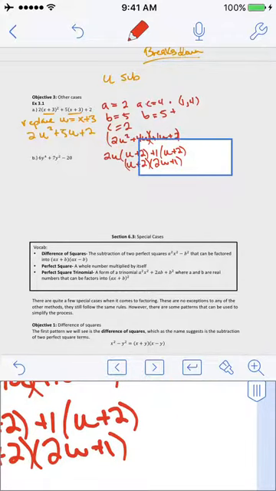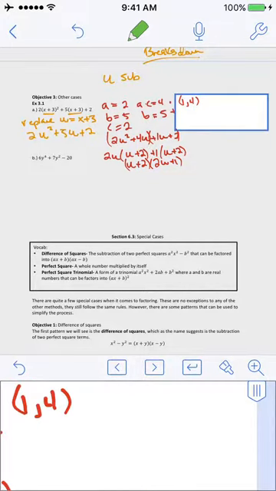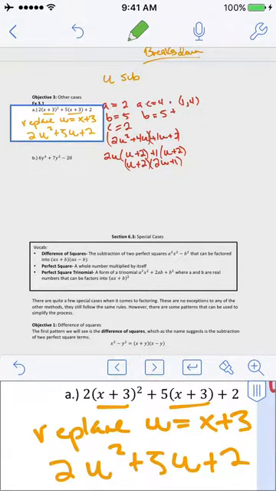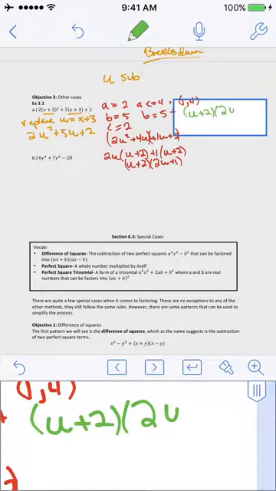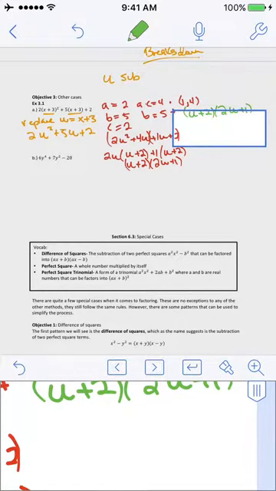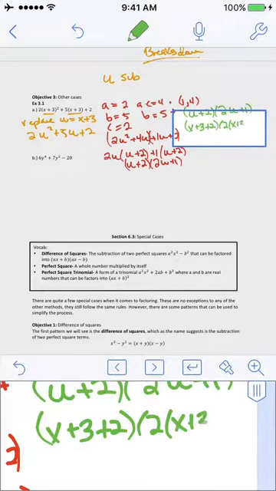Awesome. However, they didn't actually ask about u, they asked about x. So I'm going to do one little thing at the end. Since I took it out, I'm going to have to put it back in. So here in my factored form, u plus 2 and 2u plus 1, I'm going to now substitute it back in. So x plus 3 plus 2 and 2 times x plus 3 plus 1, right? So what was u? U was x plus 3. I've now put it back.